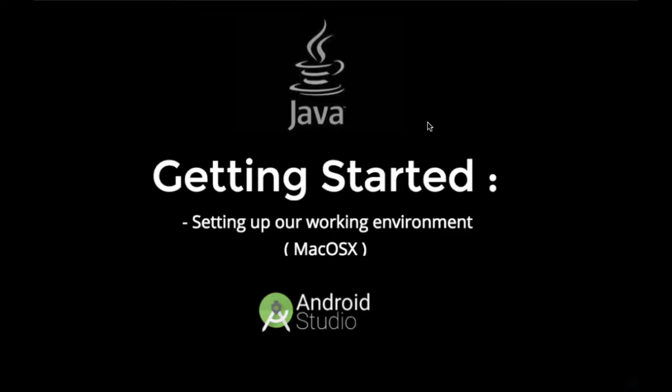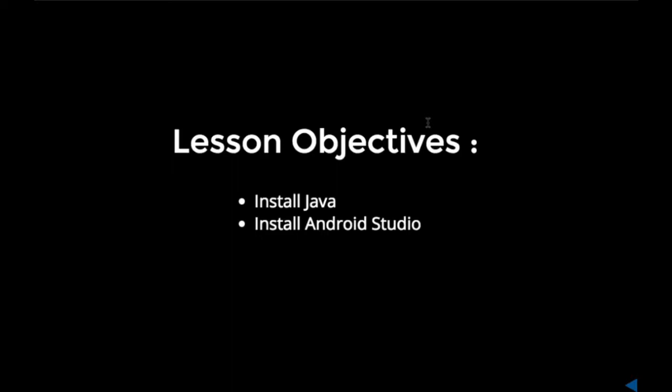In this lesson, we will basically set up our working environment, which will be Android Studio and Java. So the lesson objectives for today are: first is to install Java. So now why are we choosing Java? The main reason is that Java will be the language in which we will write any code in Android Studio.